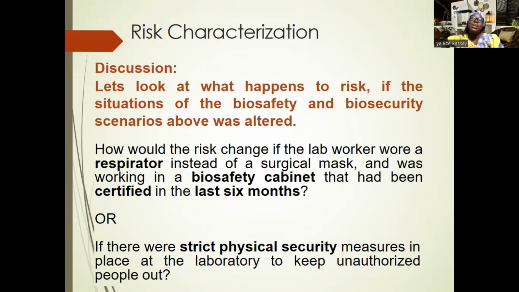Okay? Then let's look at the biosecurity. If there were strict physical security measures at the laboratory to keep out unauthorized people, how would that affect it? I think I had already discussed it when I was trying to tell you why the likelihood could change. For instance, if you have good access controls, good engineering controls and all that, it can keep them away. So even if the consequence remains the same, the likelihood will change.